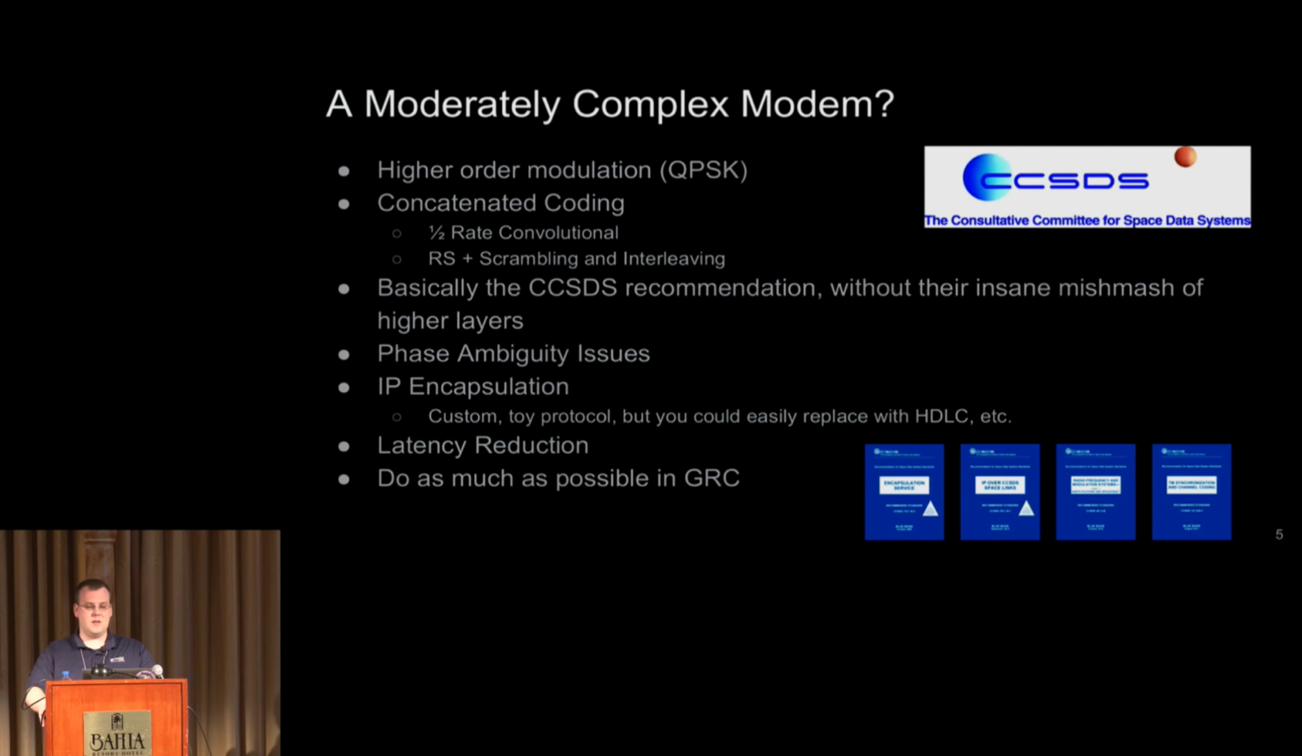Like I said, it's basically the CCSDS recommendation without their insane higher-level framing protocols. So I'm mostly sticking to their file layer recommendations here, and then sort of doing my own thing at the higher level. A big thing I'll talk about is phase ambiguity issues. This was probably about half of the time I spent on this design was dealing with that. I'll talk about my simple IP encapsulation solution and things you could do that are better than that.